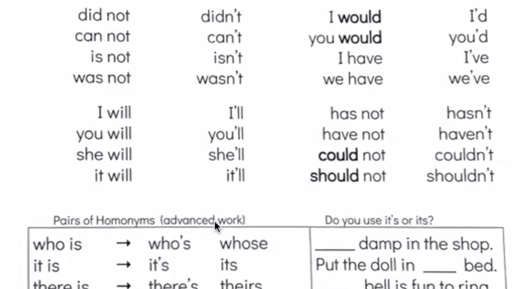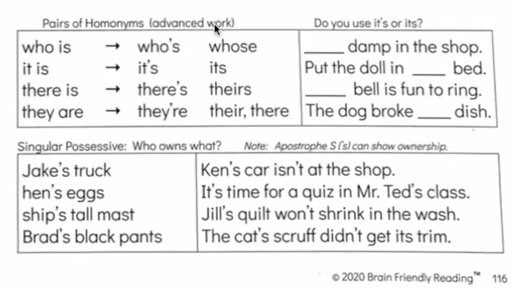Now, the bottom of this page has sections to work on possessives. The top of the page works on contractions, which was part one of what I did a couple weeks ago. And that you can find in the Tools in 10. There is a section on homonyms and advanced work for older students. There is a section on using its with an apostrophe or its without an apostrophe. And then there's a section at the bottom about singular possessives in short phrases and sentences.